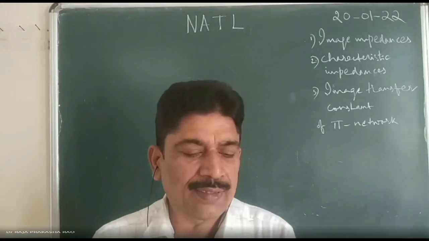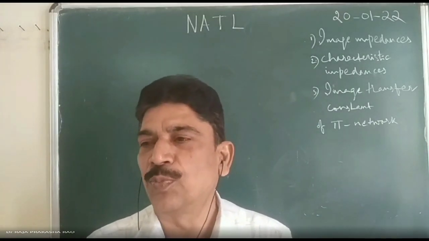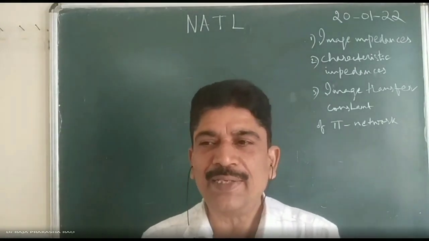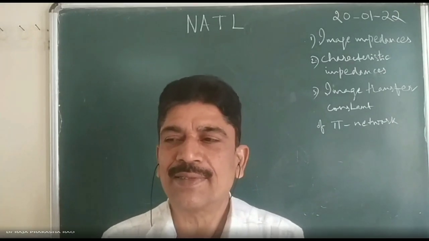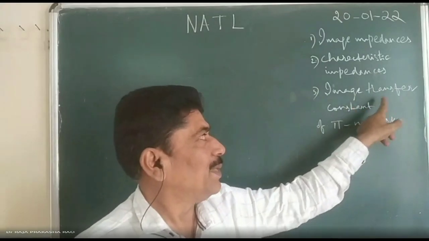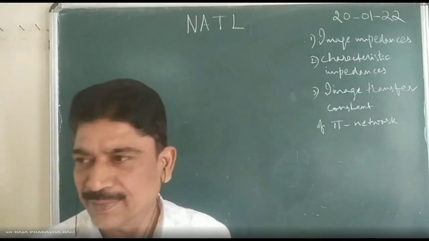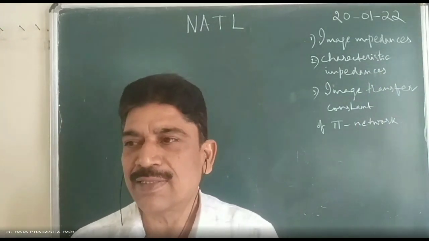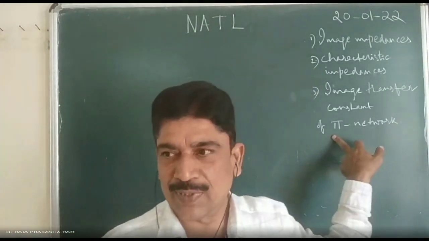In the last class, we discussed the T network, the T-type two port network. What are the points that we discussed? Do you remember? Image impedances, characteristic impedances, and image transfer constant. All these things we discussed for the T-type network. We did some examples also. In today's class, we'll discuss the same points for the pi network.